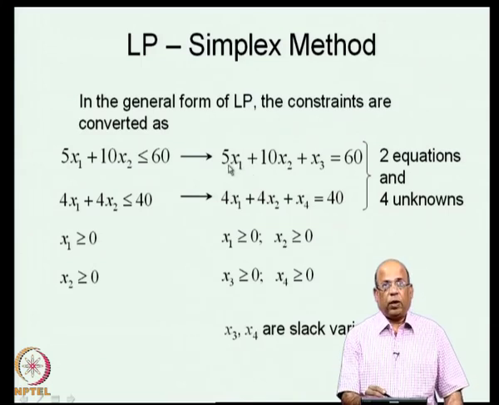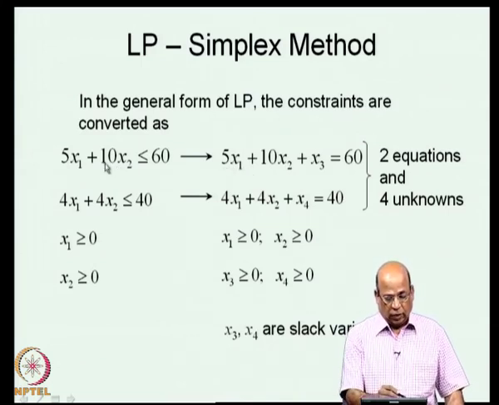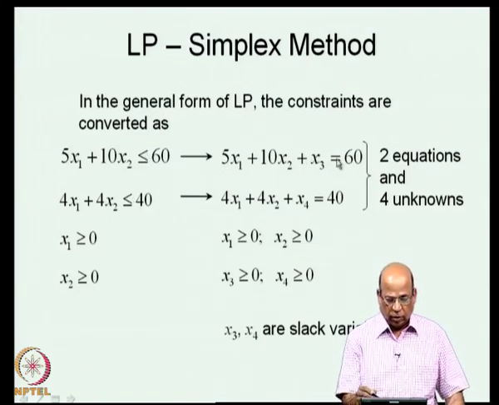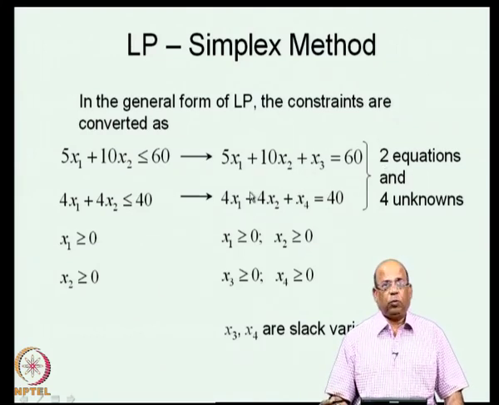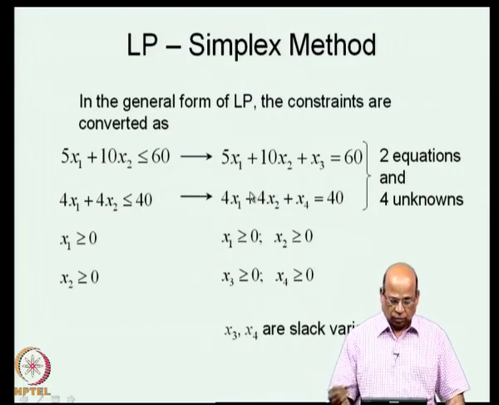So, look at what we have done now. We had the original 2 constraints and 2 variables, and they were less than or equal to type constraints. Now, we have converted them into equality constraints. So, you have 2 equations now, but we have 4 unknowns: x 1, x 2, x 3 and x 4. These are the 4 unknowns.